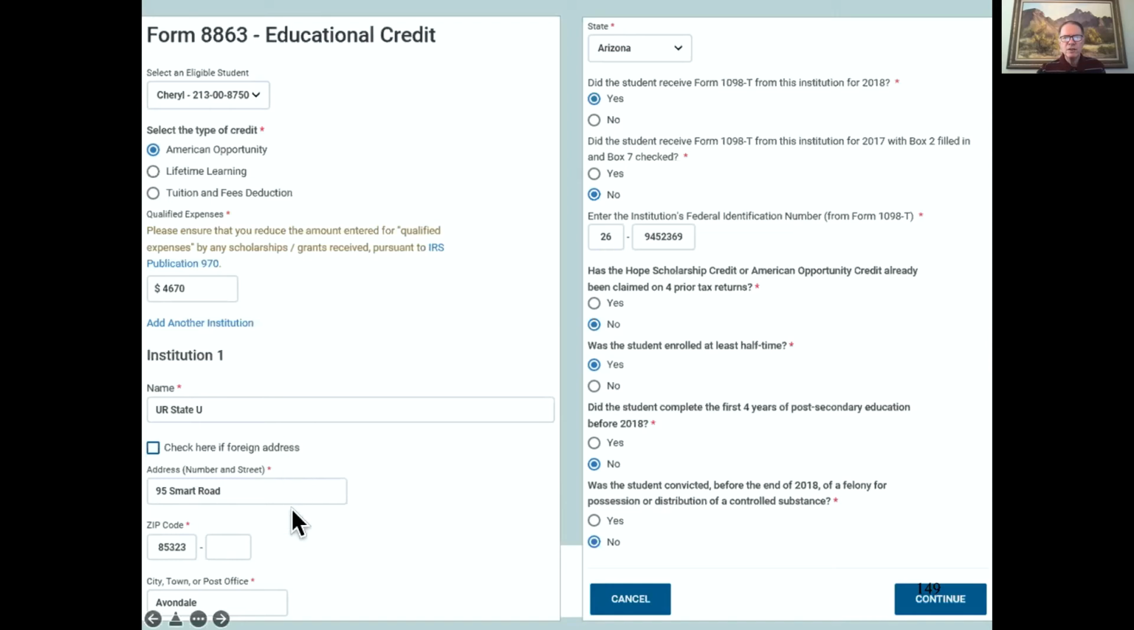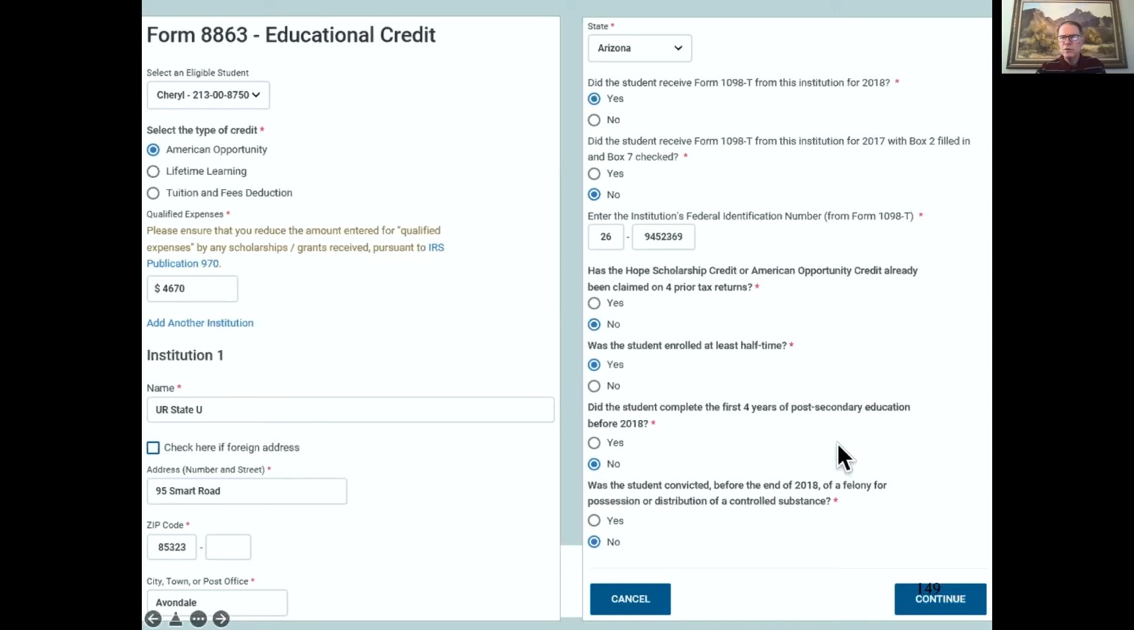Then we put in the institution information. Whoops, let me back up. Then we come up and start answering questions. Did they receive the 1098-T? Yes. Did they have the student receive the 1098-T and had box 7 checked? No. What's the EIN number for the institution? Have they already received Hope Scholarship Credit or American Opportunity Credit? It was originally called the Hope Scholarship Credit. Now it's called the American Opportunity Credit, and it's good for only 4 times. Was the student enrolled at least half-time? You got to be half-time in order to get the American Opportunity Credit.